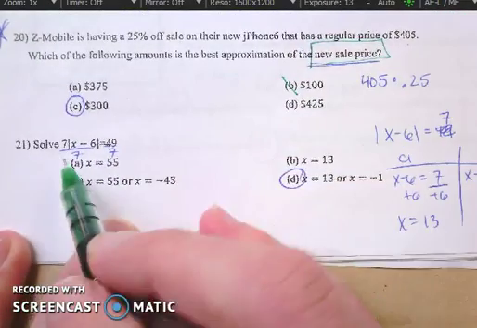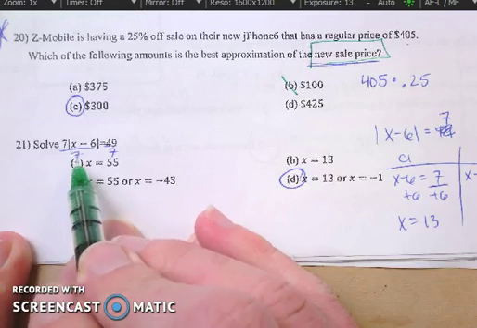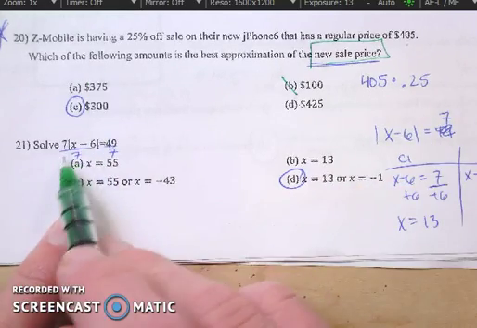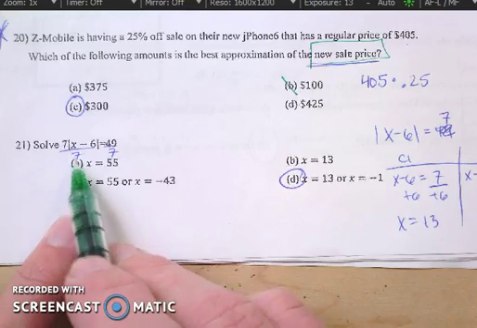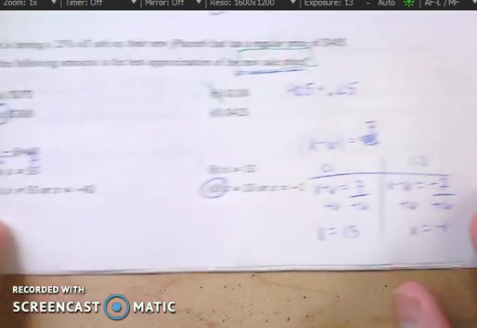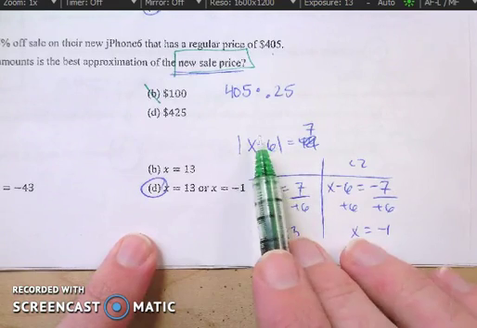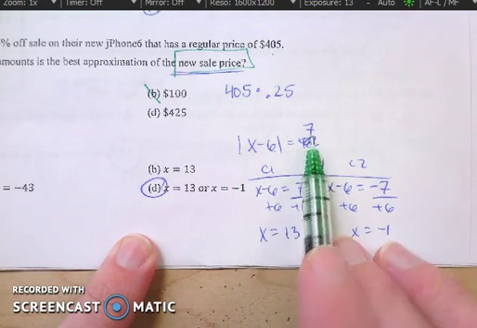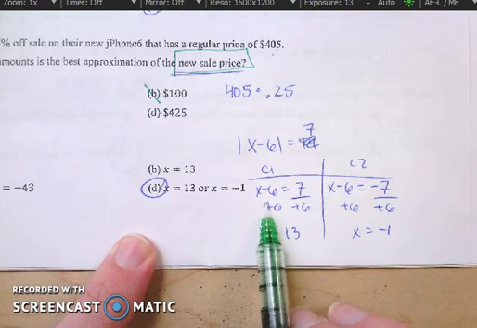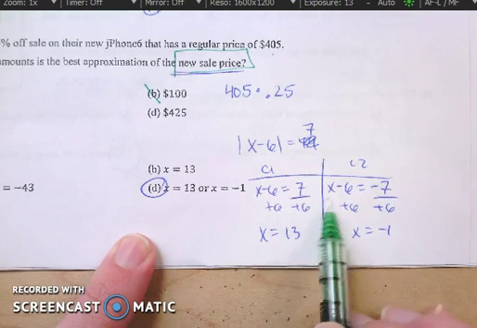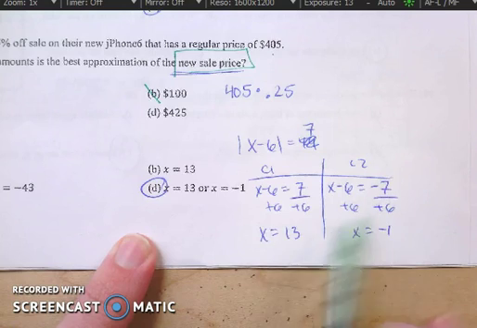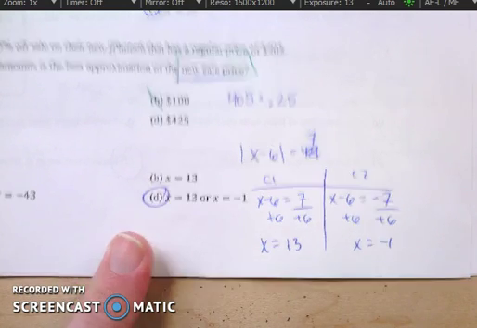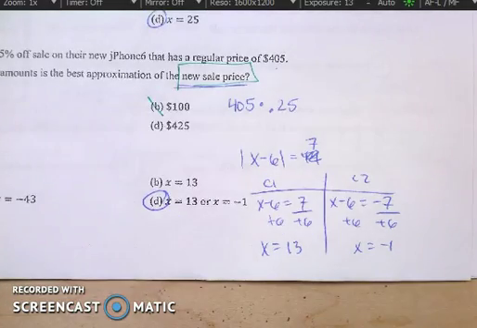Absolute value equation, we cannot put into two cases until I get rid of the 7 out here. So we've got to get the box alone. So we divide both sides by 7. Once I do that, I get x minus 6 in absolute value bars equals 7. We break into our two cases. x minus 6 equals 7, and x minus 6 equals negative 7. Add 6 to both sides, and we end up with 13 and negative 1, and D as our answer.